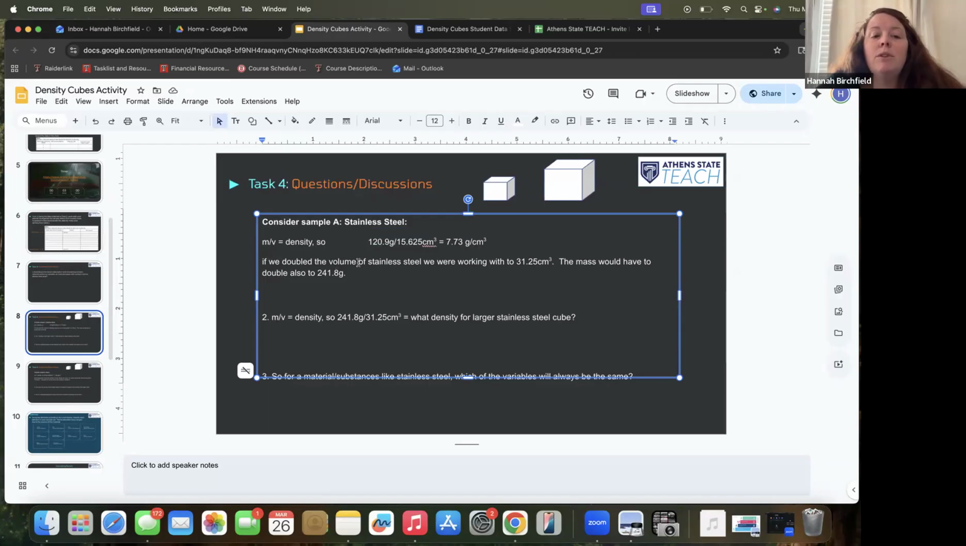And it says if we doubled the volume of stainless steel we're working with to this, okay, the mass would have to double as well. If density is mass divided by volume, so we have this, what's the density for a larger stainless steel cube? And so they would go to their calculator and they would type in 241.8 divided by 31.25, and they would have 7.74. You're going to need to clarify what you want them to round to because kids will ask. I would say to the hundredths place.